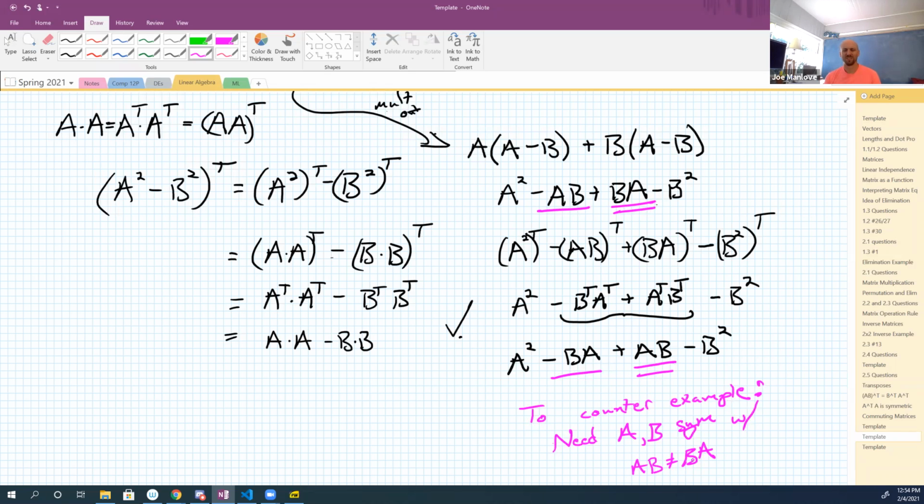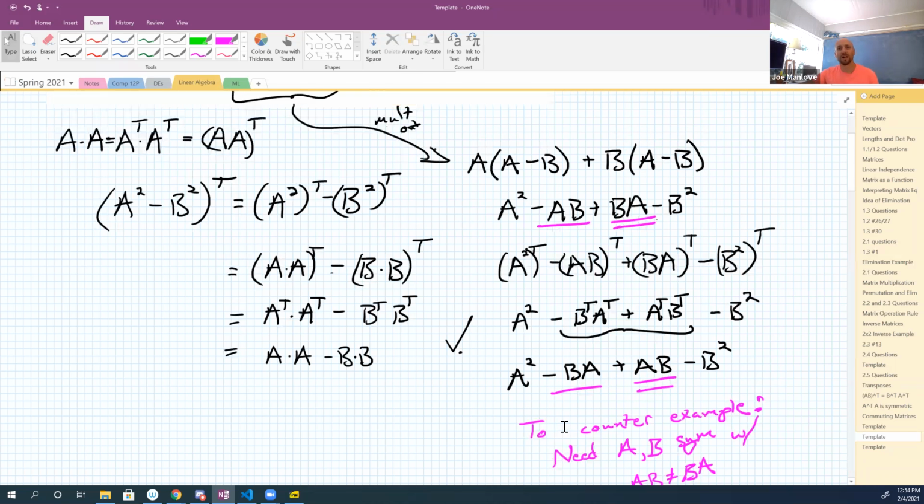A couple of symmetric matrices that don't commute. Totally honest, I don't have an example for that right away. So I might go digging.